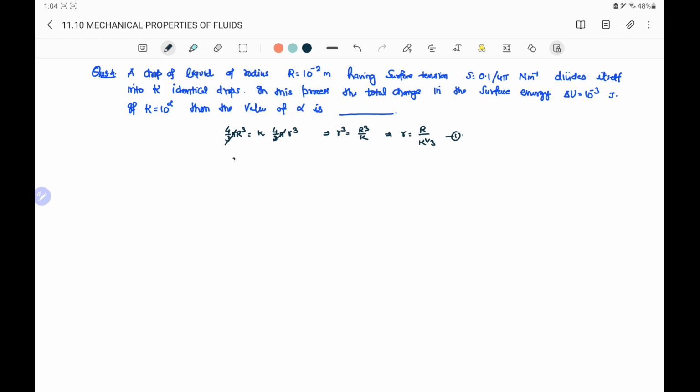Now from the definition of surface tension, it is equal to work done by change in surface area, and this work done equal to the surface energy, which is 10 raised to power minus 3, will be equal to surface tension, that is 0.1 by 4 pi, into change in area. And because on dividing the larger drop into the smaller drops, surface energy increases, that is surface area also increases. So we can write it is k into surface area of the smaller drop, that is 4 pi small r square, minus surface area of the larger drop, that is 4 pi r square.